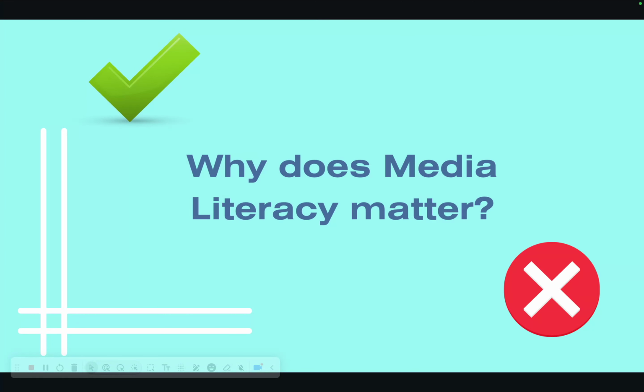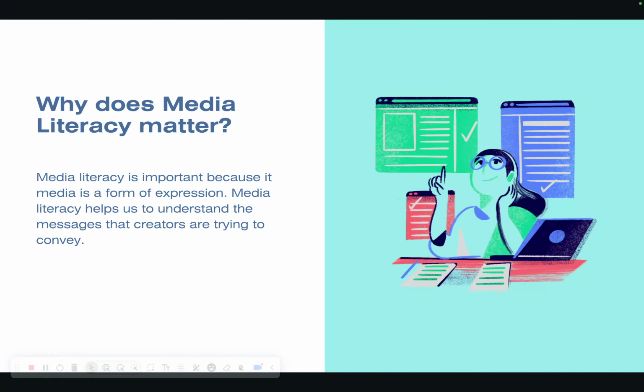So why does media literacy matter? Media literacy is important. It matters because media is a form of expression. And media literacy allows us to understand the messages that creators are trying to convey. It helps deliver us from ignorance.